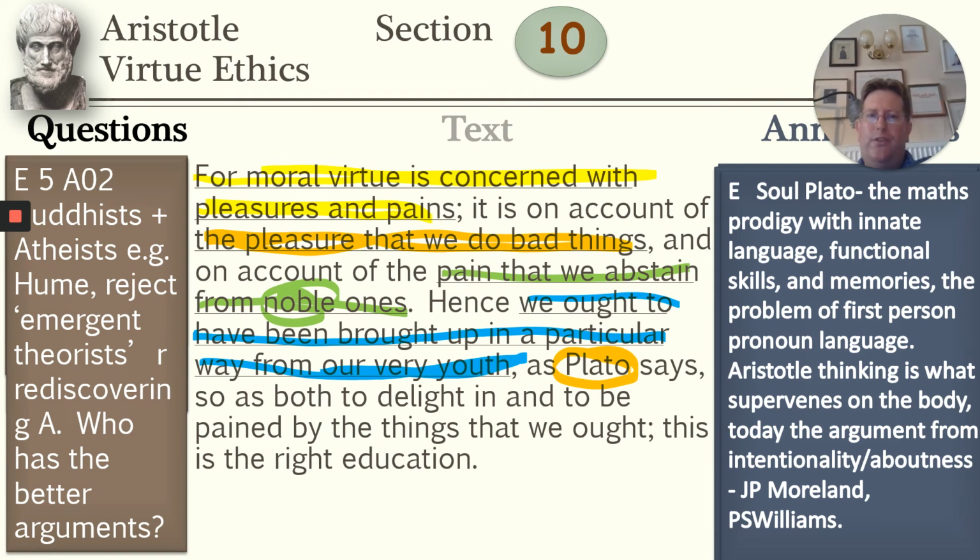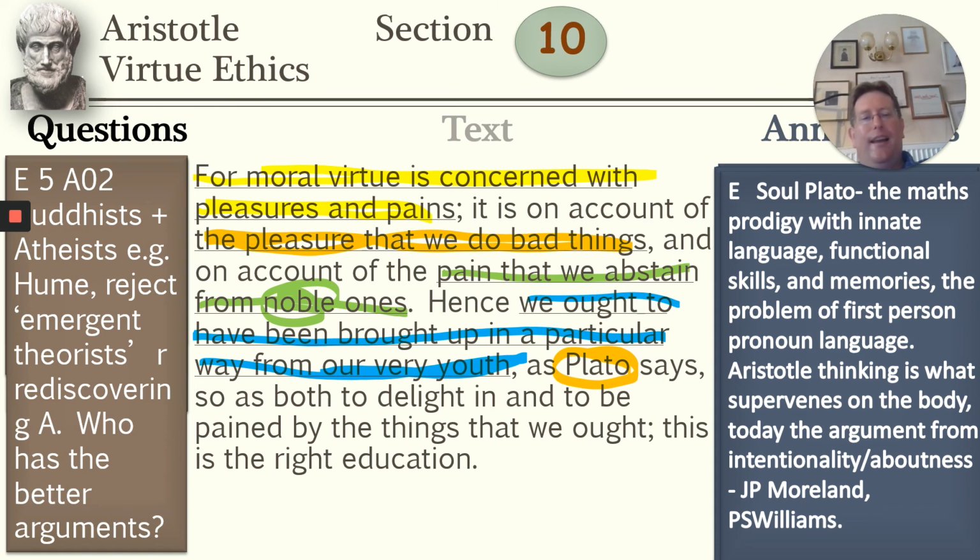Plato has an argument of a child who was a math prodigy, who had innate knowledge, innate language, functional skills, and memories. There's another argument in Plato that is the problem of first-person pronoun language. Try and spend a day talking as if there is no I, so no me. I guarantee a millennial can't do it for 10 minutes.